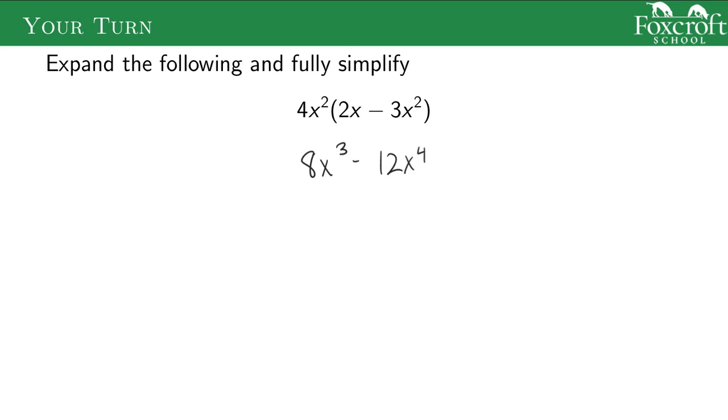4 times 2 is 8. X squared times x to the first is x cubed. All right, 4 times 3 is 12. X squared and x squared makes x to the fourth.